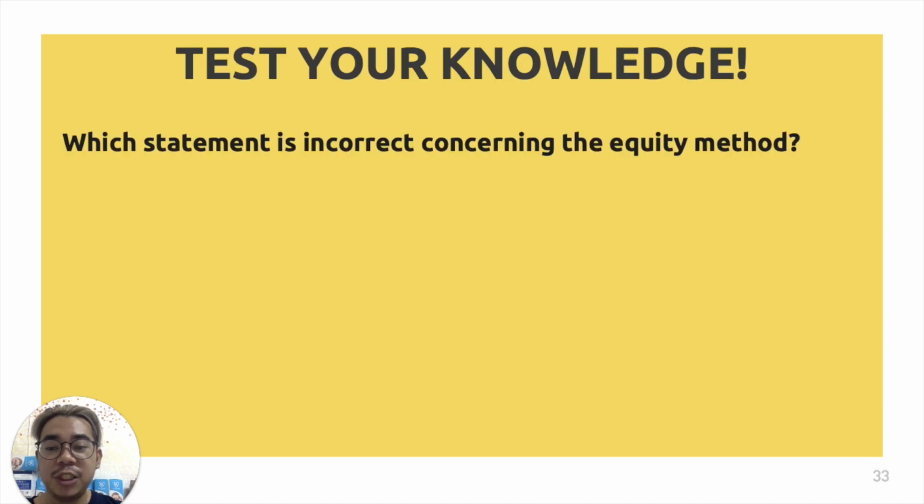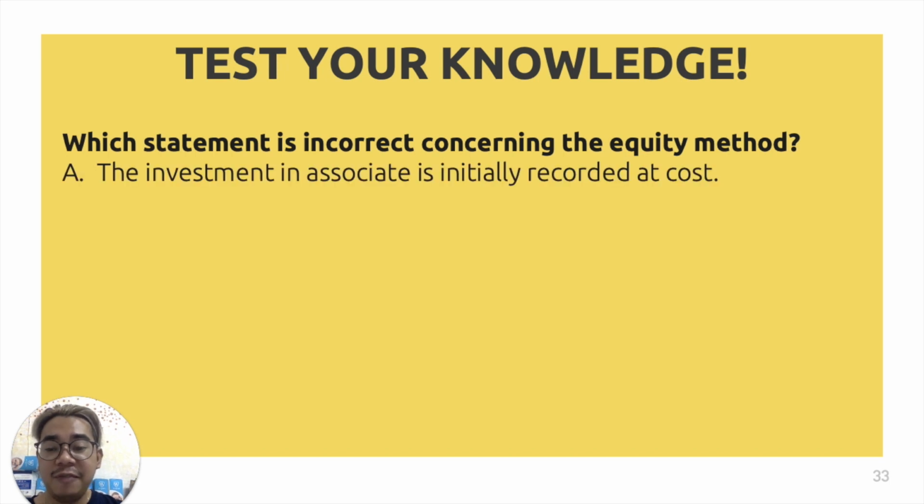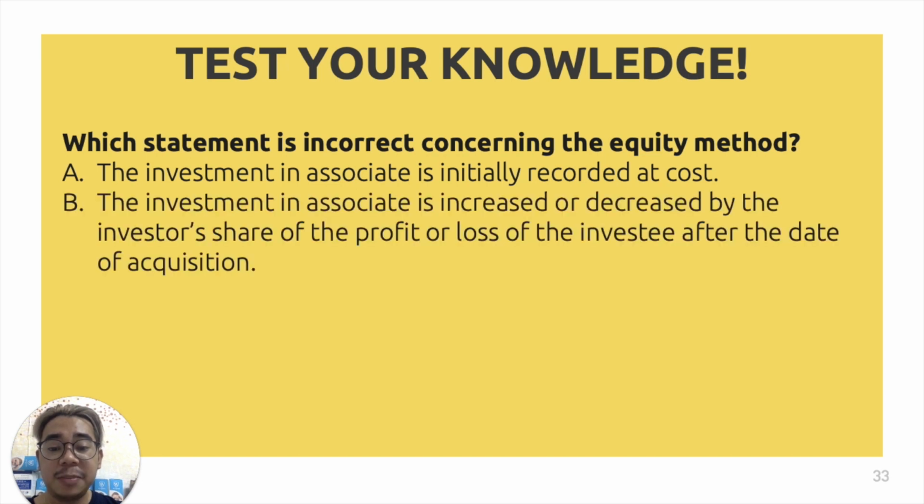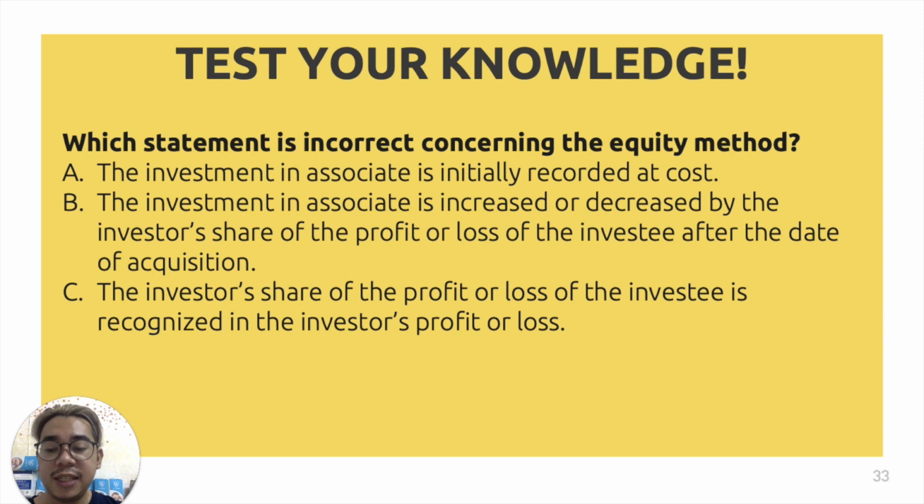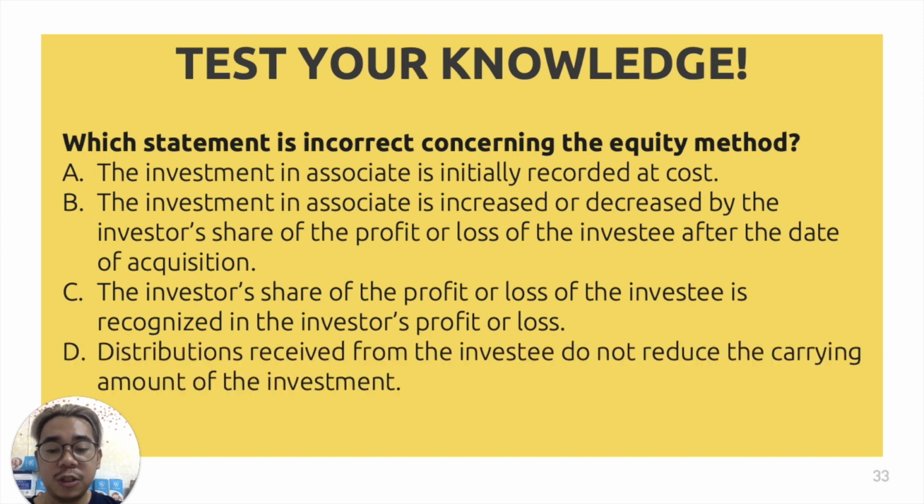Question number 1, which statement is incorrect concerning the equity method? Letter A, the investment in associate is initially recorded at cost. Letter B, the investment in associate is increased or decreased by the investor's share of the profit or loss of the investee after the date of acquisition. Letter C, the investor's share of the profit or loss of the investee is recognized in the investor's profit or loss. Or D, distributions received from the investee do not reduce the carrying amount of the investment.